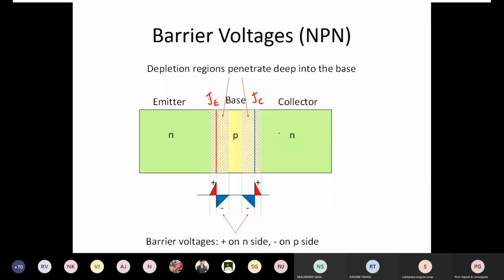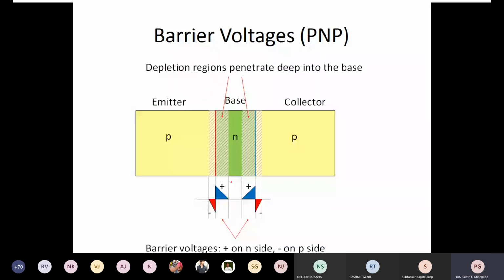All right. Now, this is for PNP. You can see here the polarities are reversed. Now N type is the base. Penetration of the depletion region is more into N type, and correspondingly I have this kind of asymmetrical barrier voltages over here. This is exactly the same as that of the NPN, except that the polarities are reversed.